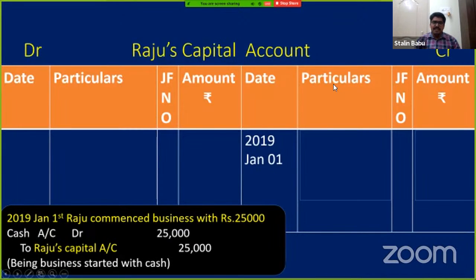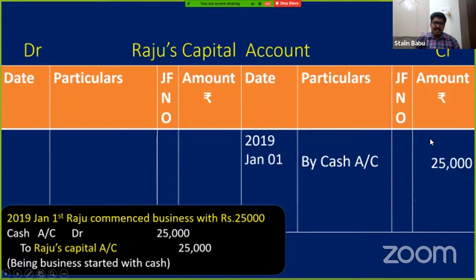In the particulars column, since we are writing on the credit side, we have to take the debit account, that is the opposite account. Opposite to the credit is debit. While writing in the particulars column, we use the word 'By' and follow it with the name of the account debited. Here it is the cash account. So we write 'By Cash account' in the particulars column and the amount 25,000 in the amount column.